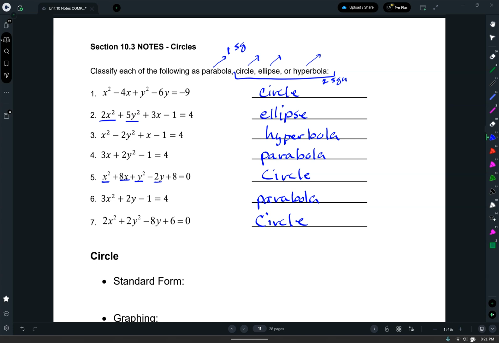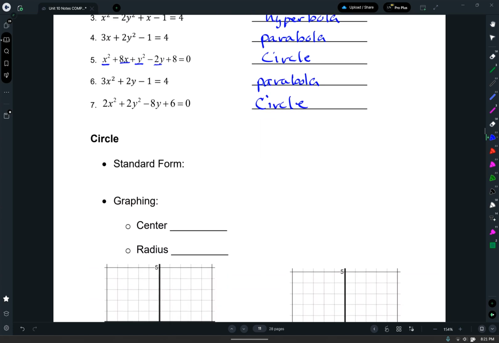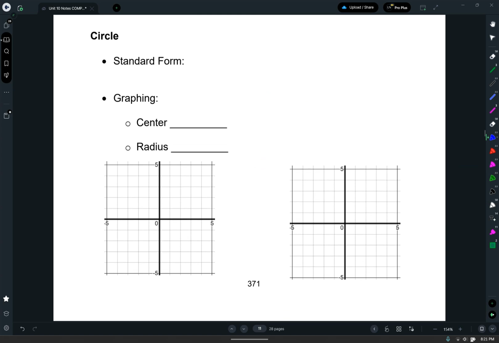Okay. So let's talk about how do we graph a circle. Well, you may remember from geometry, there's two things that kind of determine what the circle looks like. The center and the radius. So the center of the circle is going to tell me where to graph it, and the radius is going to tell me how big to graph it.